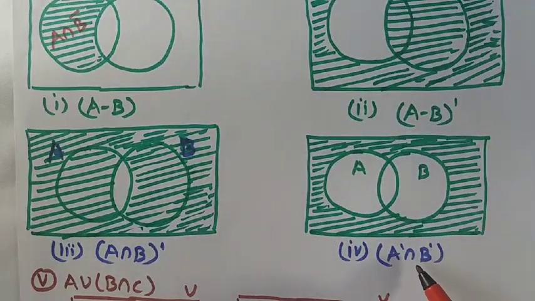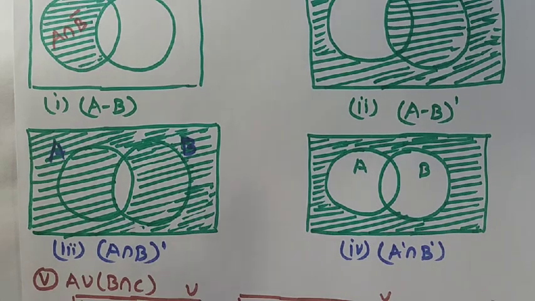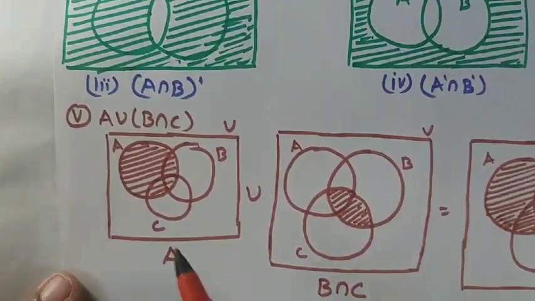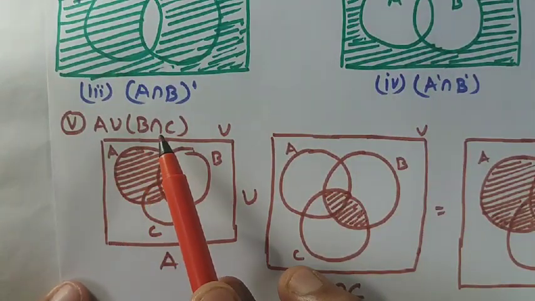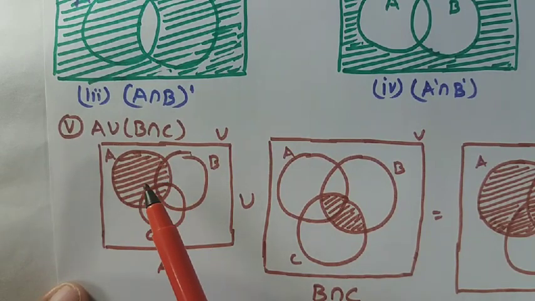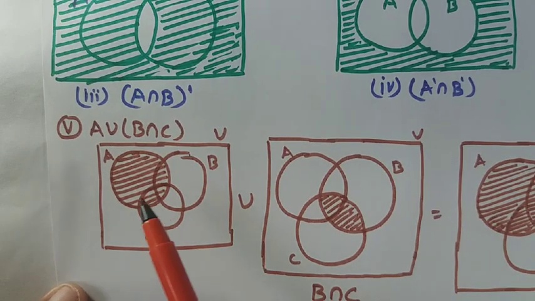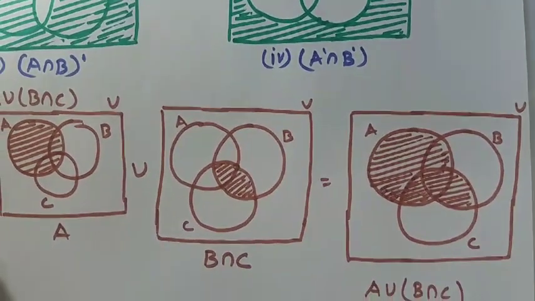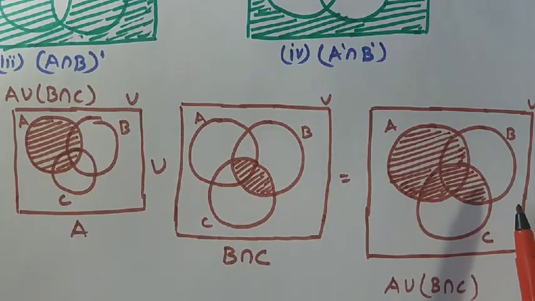Then here A complement intersection B complement. So by A and B, this portion will be A and B, so the whole portion is A. Similarly, we can also do A dash intersection B dash. Now we have to make A union B intersection C. So this one is the Venn diagram of A, and this one is the diagram of B intersection C. So the total part is A union B intersection C. Easily we can understand this one by this Venn diagram.